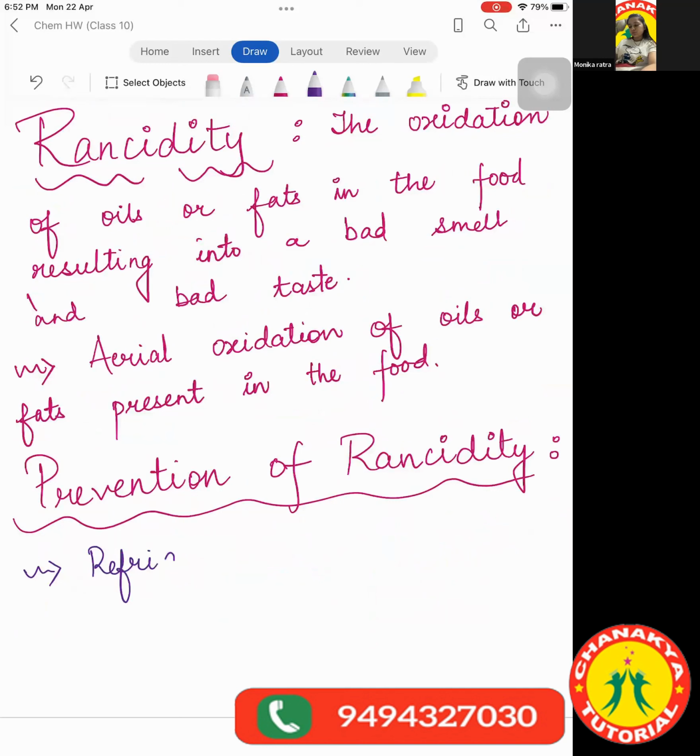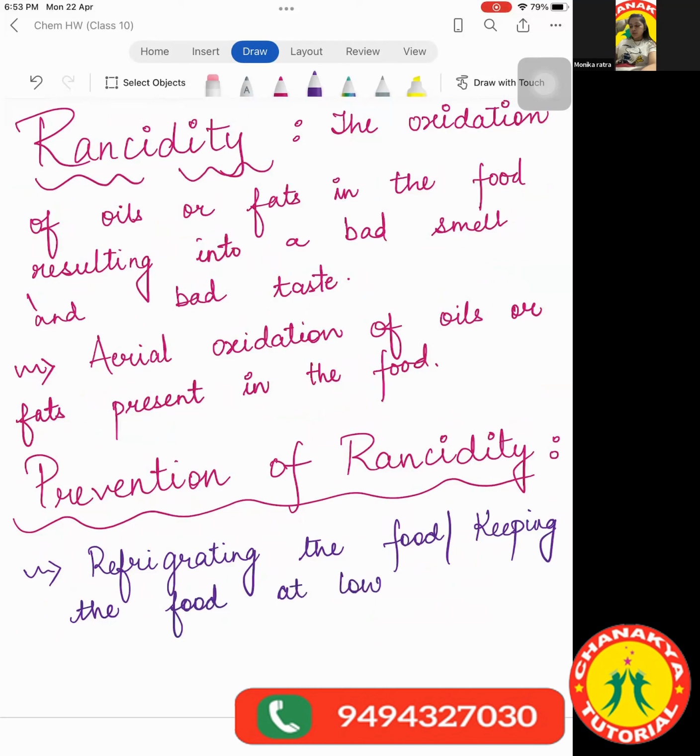Refrigerating the food, or we may also say keeping the food at low temperature. This is the first thing.